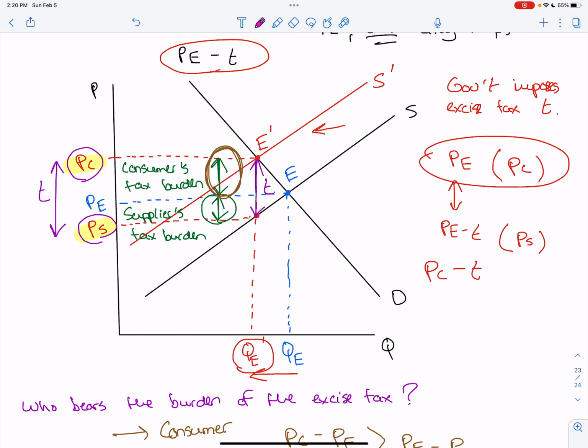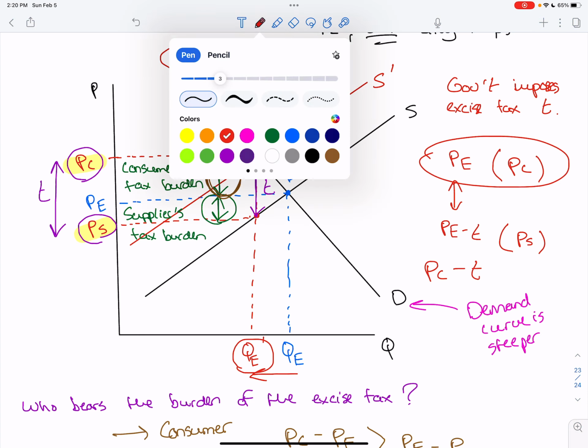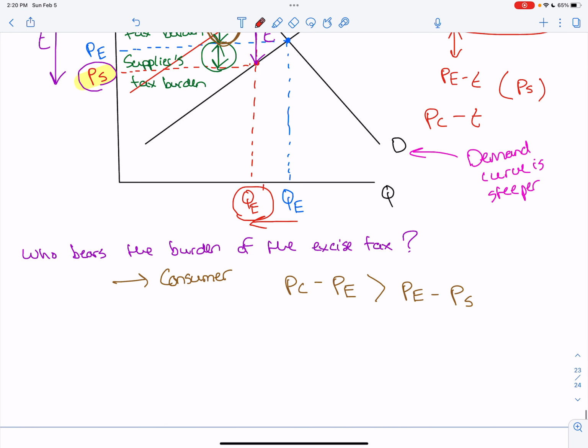But in this case, the demand curve is steeper. Yeah, that's right. The demand curve is steeper than the supply curve in this case. How do I know that? Well, imagine if the supply curve and the demand curve were equally steep. Let's say they made a perfect 90-degree angle.